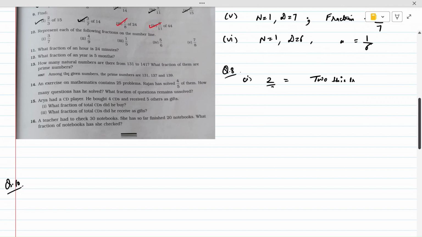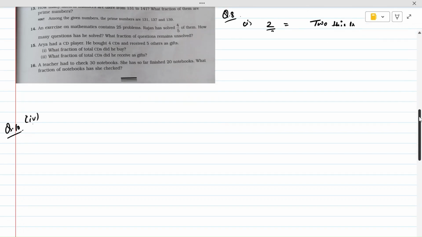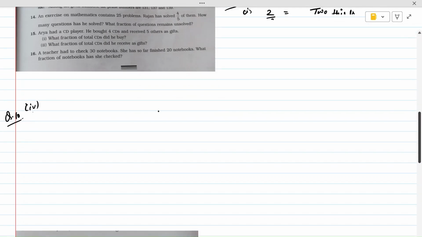Okay, this we have done, and now let's pick 5 by 6. So I'm picking 5 by 6 here. 5 by 6 means that for a strip of unit length, we are dividing it into 6 equal parts. 6 equal parts means we have to draw 5 partitions. 0, first partition, second, third, fourth, and we have to make 5 by 6, right?